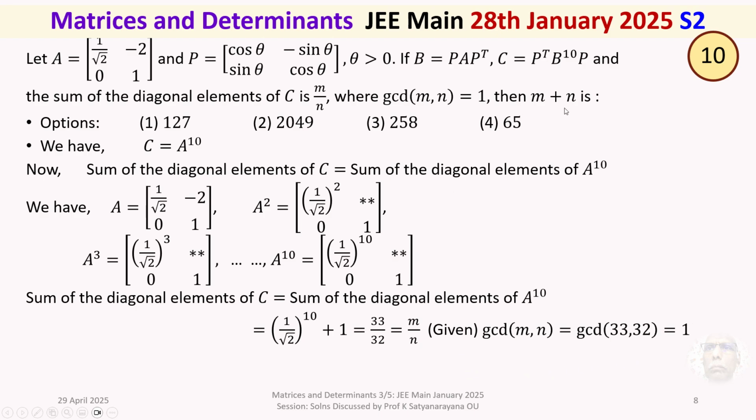So what is it that we want now? We want m plus n. So m plus n is 33 plus 32, that is equal to 65. Where is it? Option 4. The answer to this question is option 4. That is the detailed discussion of the solution of this problem.